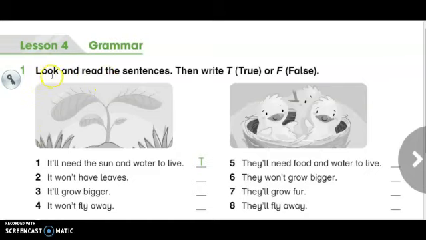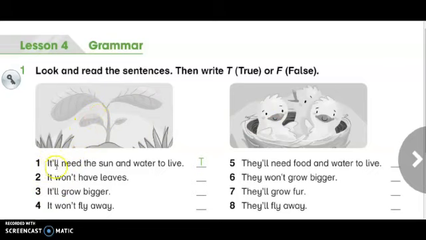Exercise number 1. Look and read the sentences, then write T, true, or F, false. As you can see here, we have two pictures. The first picture is about a plant, and the second picture is about a baby bird. Now we have the first 4 sentences, which are about this plant.